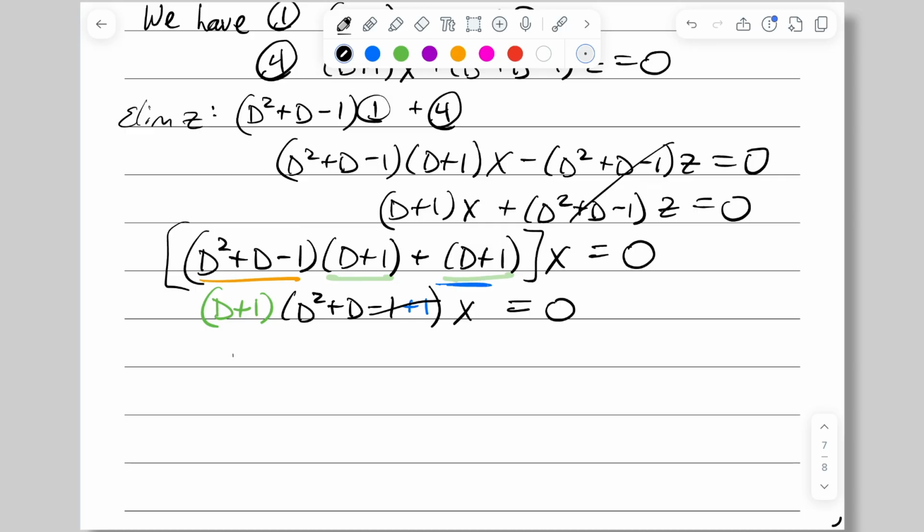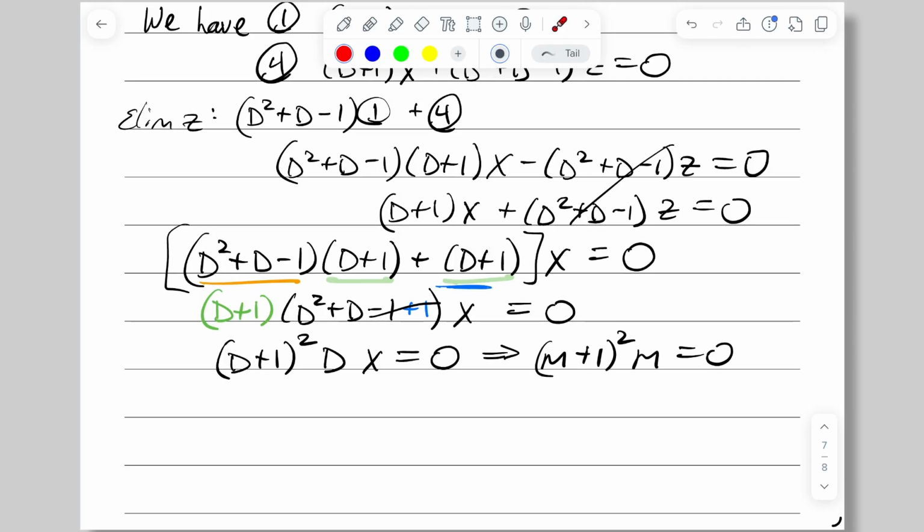And now we have d plus 1 times d acting on x is equal to 0. And folks, that gives us an auxiliary equation of (m plus 1) quantity squared, times m, is equal to 0. And our roots are m equals -1 repeated and m equals 0.